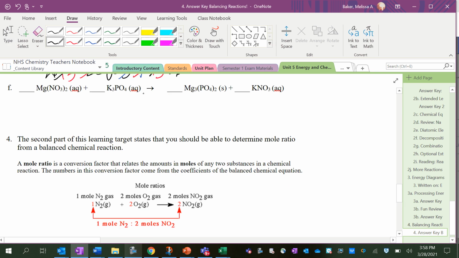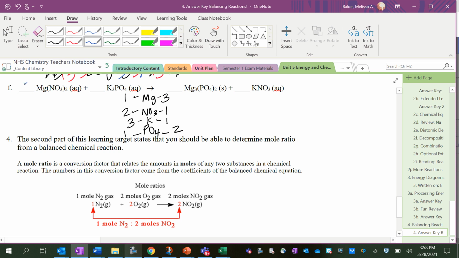All right, and it looks like we've got some polyatomic ions that are staying together on each side. So that will help for counting. We've got 1 magnesium on the left, 3 on the right, 2 nitrates on the left, only 1 on the right, 3 potassiums on the left, only 1 on the right, and 1 PO4 on the left, 2 on the right.